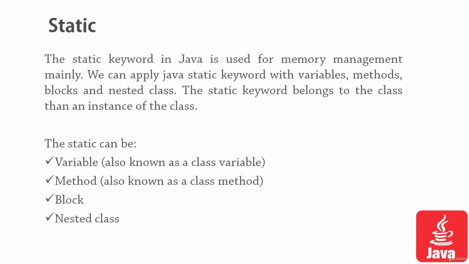So the static keyword is used in Java mainly for memory management. It can be used with variables, methods, blocks, and nested classes. The static keyword belongs to the class rather than an instance of the class. So it can directly work with a class variable without using any object. You can directly call static methods without using class objects. Static can be used as a class variable, a class method, a static block, and a nested class.